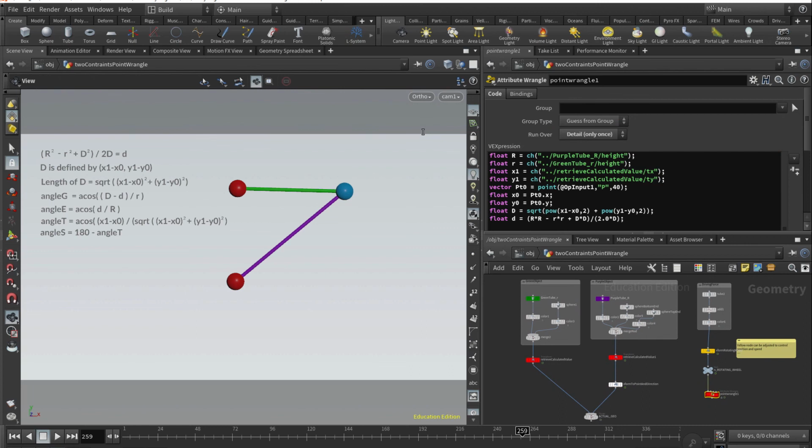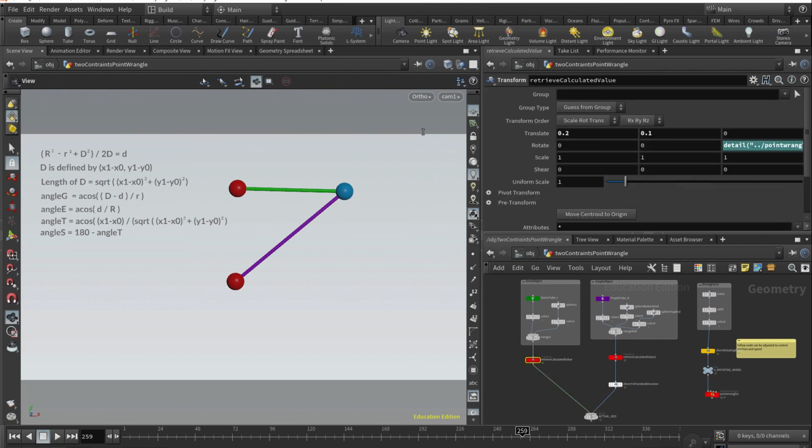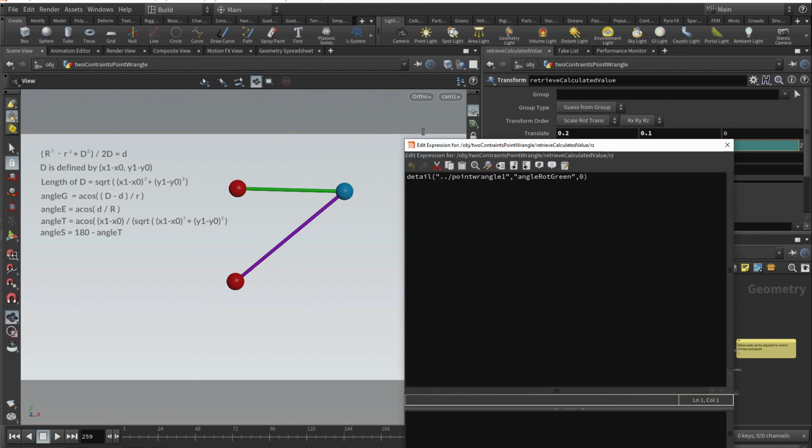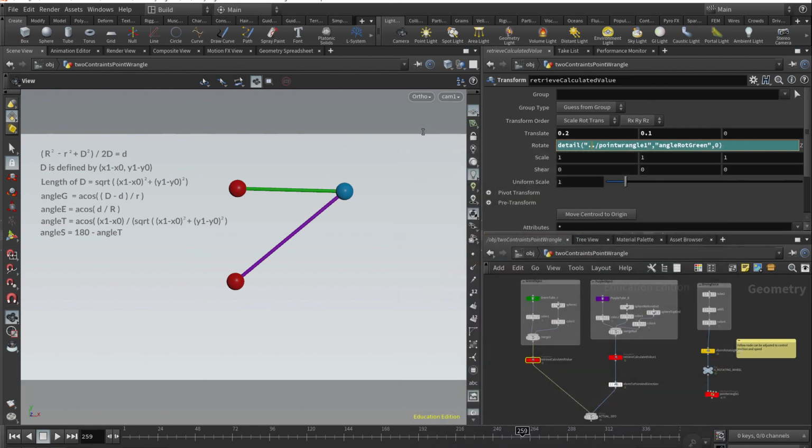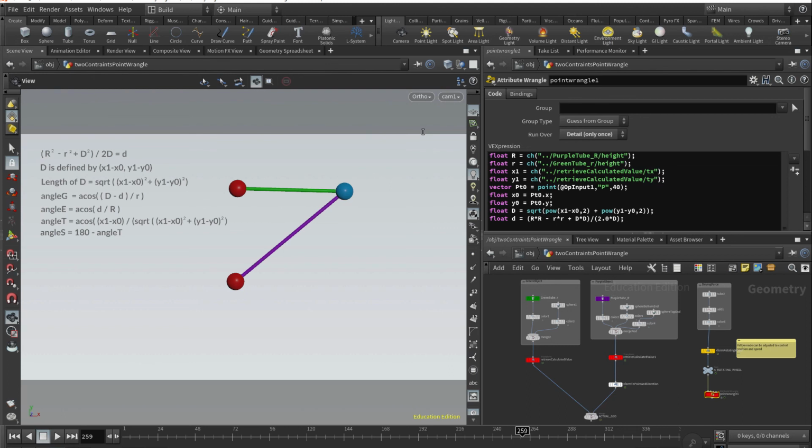So we have our green rod. We're retrieving our values here by using a details expression, which is just referencing the point wrangle node for that particular rotation. Same thing over in this node. And here's our point wrangle node, which is attached to our wheel that is spinning.